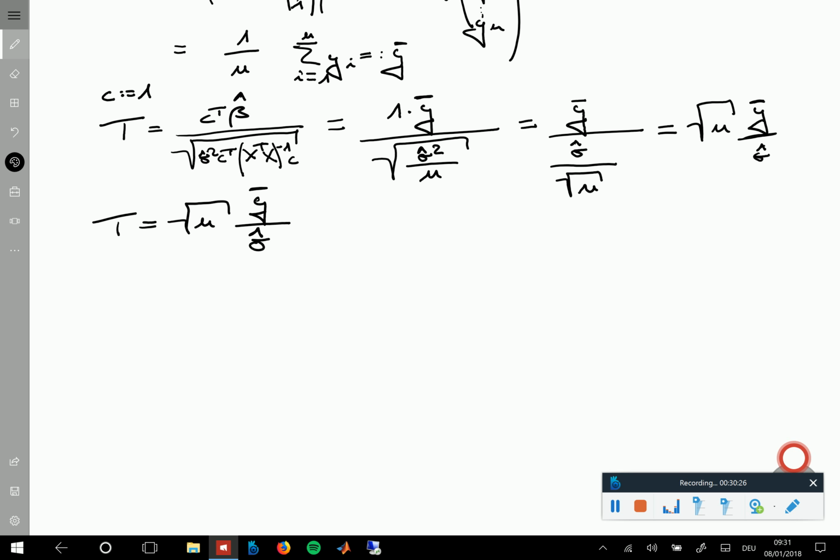Who has seen this formula? Good. Then my inference is correct.